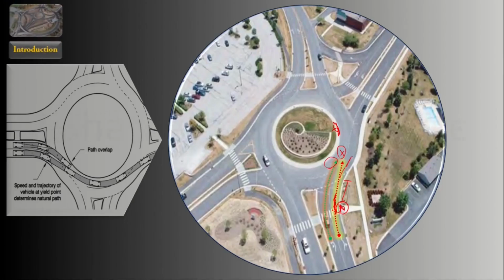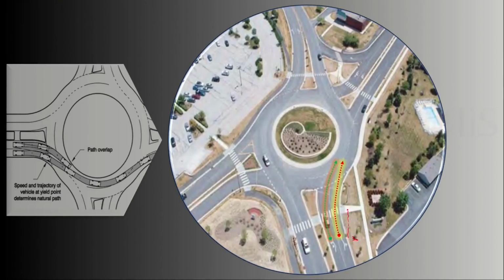And if we put this point too far from the entry, then getting enough deflection for entering traffic becomes difficult. The design must make a balance between the needs of speed control and adequate alignment of natural paths. There are two methods to address this issue, and we will discuss them in the next section.